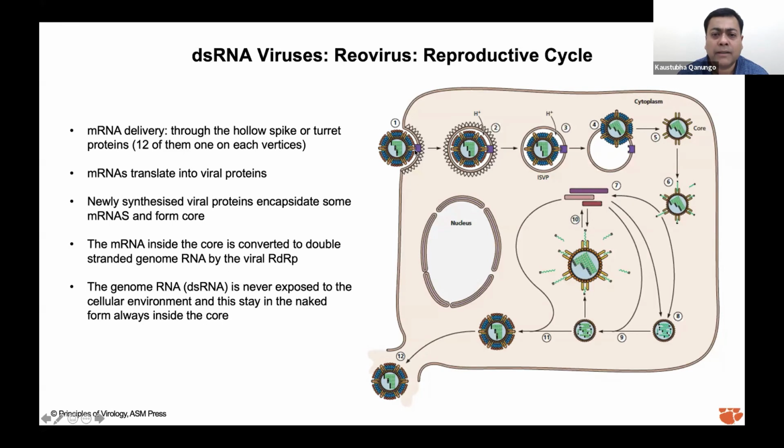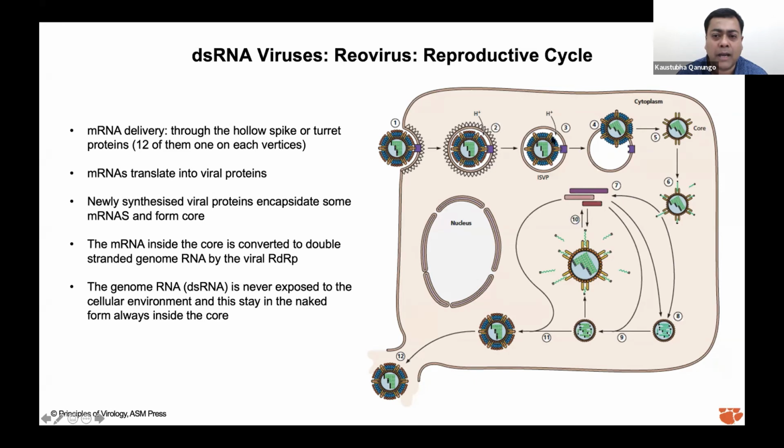So reovirus enters through receptor-mediated endocytosis through a clathrin-coated pit. You can see now you have the endosome. Now the endosome pumps in H+ ions, becomes acidified, fuses with the lysosome, and the lysosome will digest the outer coat or the outer capsid.